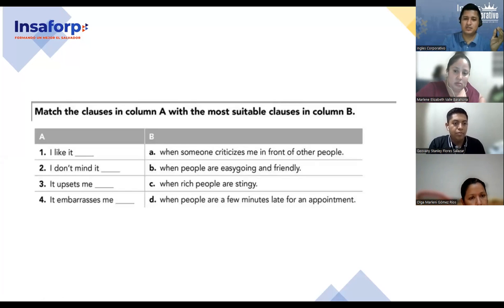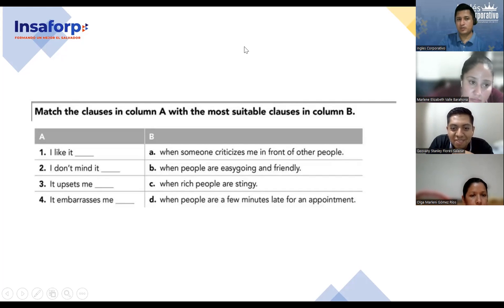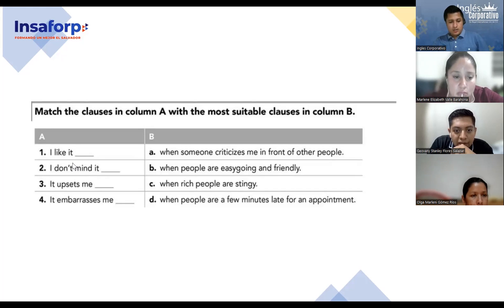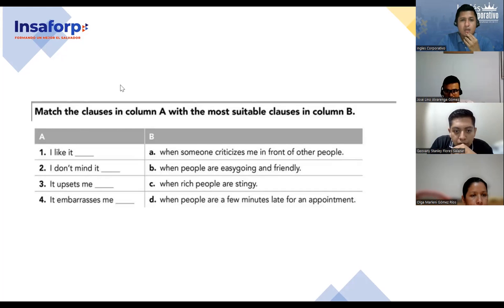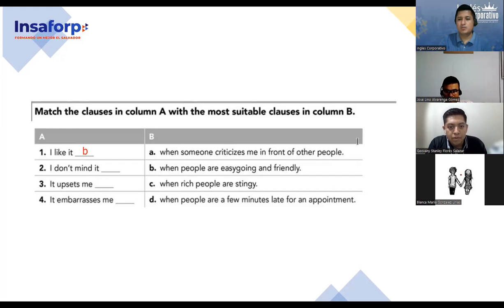Take a look. This one is easy, right? Piece of cake. It says match the clauses in column A with the most suitable clauses in B. So you just give me the letter that goes with the number. Number one, "I like it." What's the letter? Letter B. Okay, thank you. "I like it when people are easygoing and friendly."